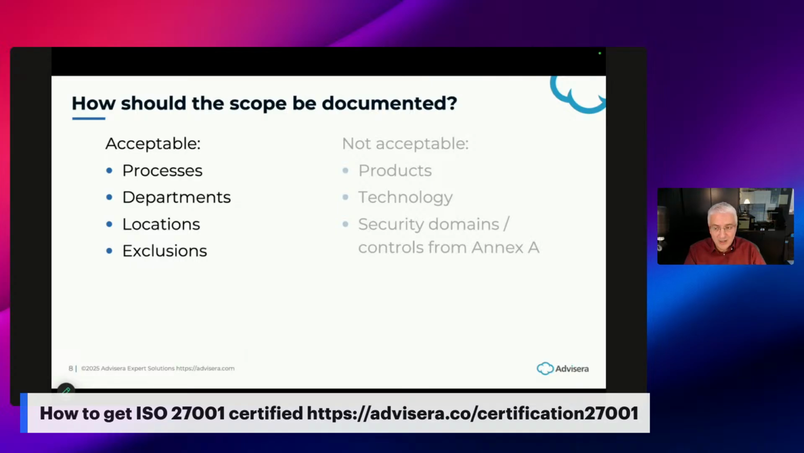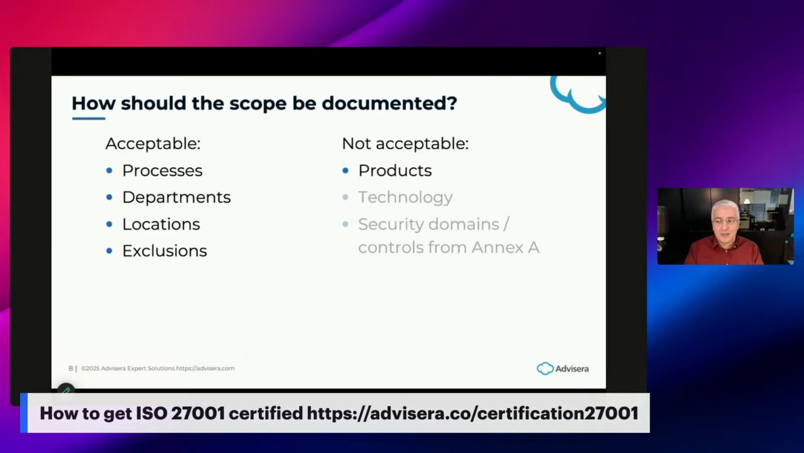Now, what is not acceptable when defining the scope is saying that your scope is a product. This is a mistake I sometimes see, for example, with software as a service companies. They say, here is our product, let's say here is our new software as a service, we want this to be the scope. It's not acceptable. This is something that certification auditors are not going to accept.